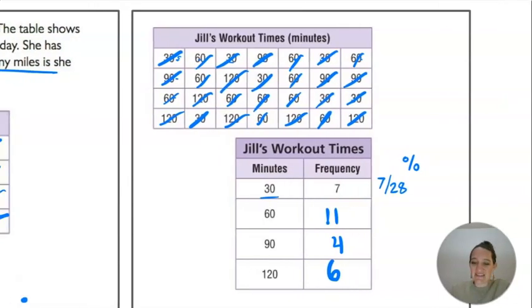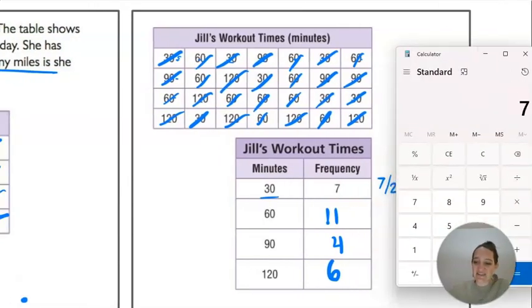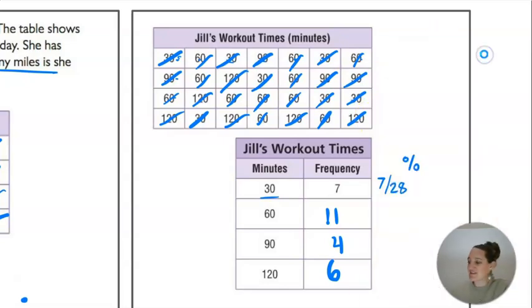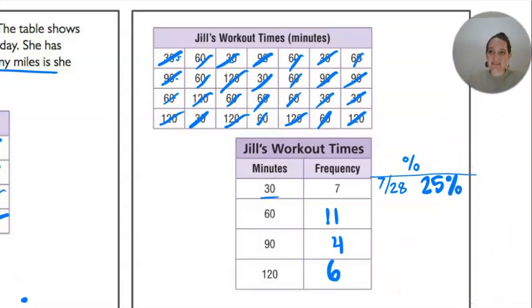Now, how do I make that a percent? Well, I fraction and control it. 7 divided by 28 is 25 hundredths, which is 25% of the time. So what this relative frequency table shows us is that 25% of the time, she's working out for 30 minutes.